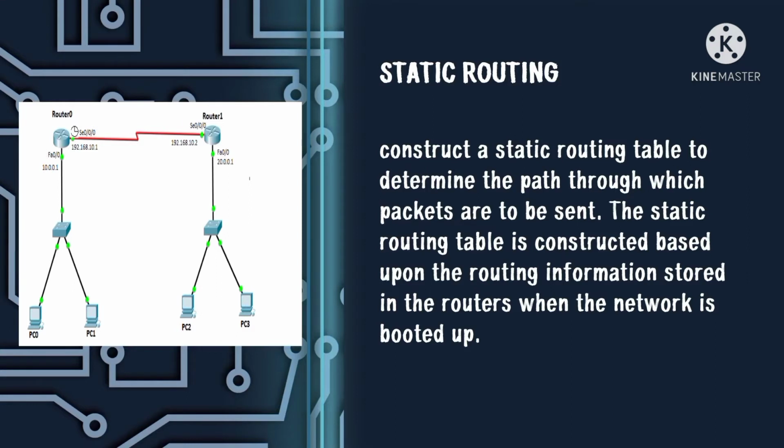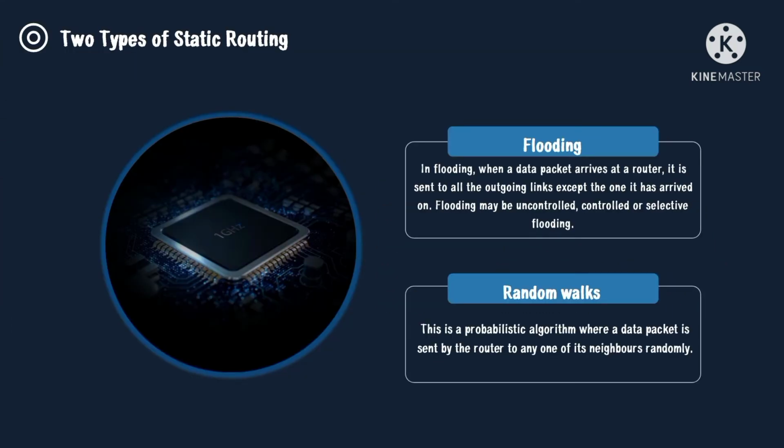Static routing. When we say static routing, it constructs a static routing table to determine the path through which packets are to be sent. The static routing table is constructed based upon the routing information stored in the routers when the network is booted up. There are two types of static routing, which are flooding and random walks.